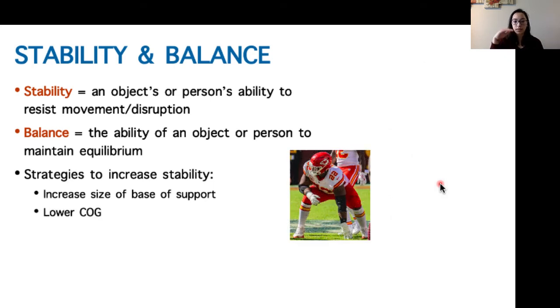Another strategy is to lower our center of gravity towards the ground. So this is both an example of a wide base of support as well as a lower center of gravity. The lower your center of gravity is, the harder it is to tip something over. That's the idea there.